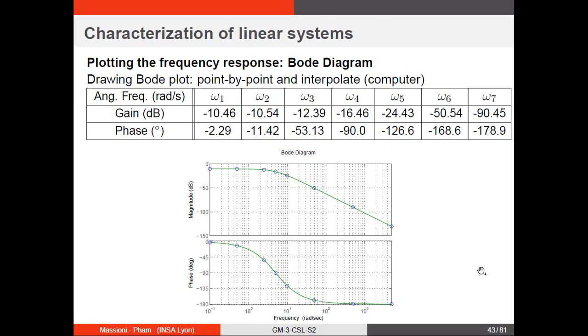It just comes out of some simple math consideration. But anytime you have trouble, you can always put a point in the graph just by computing the value of the function, the value of H of j omega, and computing the gain, just the modulus. Take the logarithm base 10 multiplied by 20 and write it here, and then the phase, take the argument of the number that you get. Okay, so this is what a computer will do, and you can do this in MATLAB also.